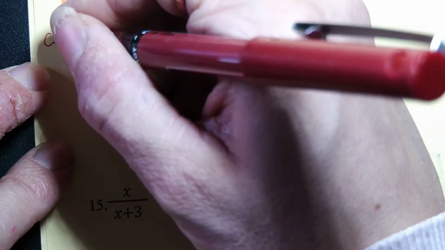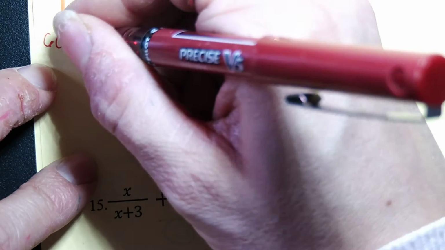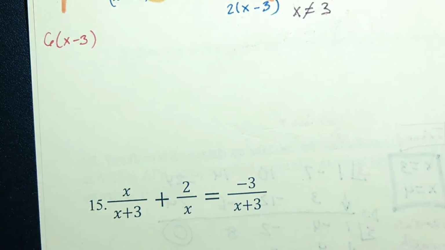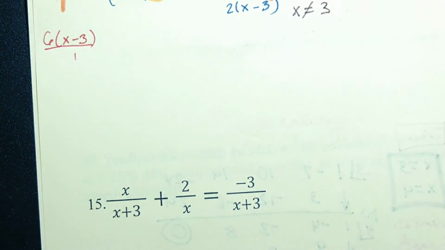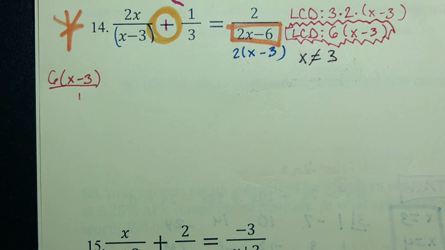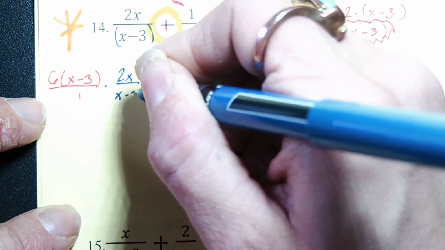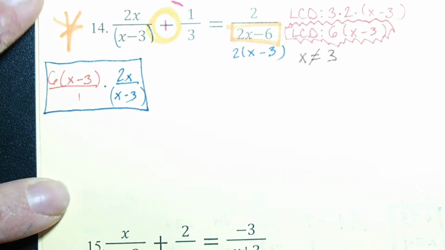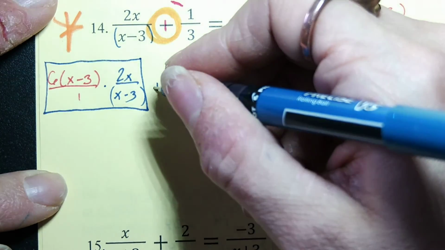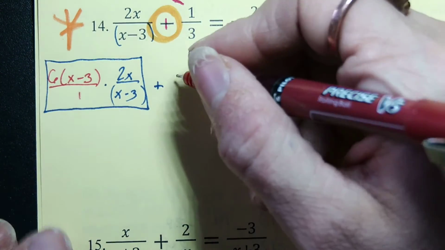So I'm going to lay down the LCD dynamite in front of my first fraction. So 6 times x minus 3. I'm going to throw it over 1 just to make it look more like a fraction. And then times the first fraction, 2x over x minus 3. There's kind of my first block of work. Then I'm going to lay down another stick of dynamite in front of the second fraction.